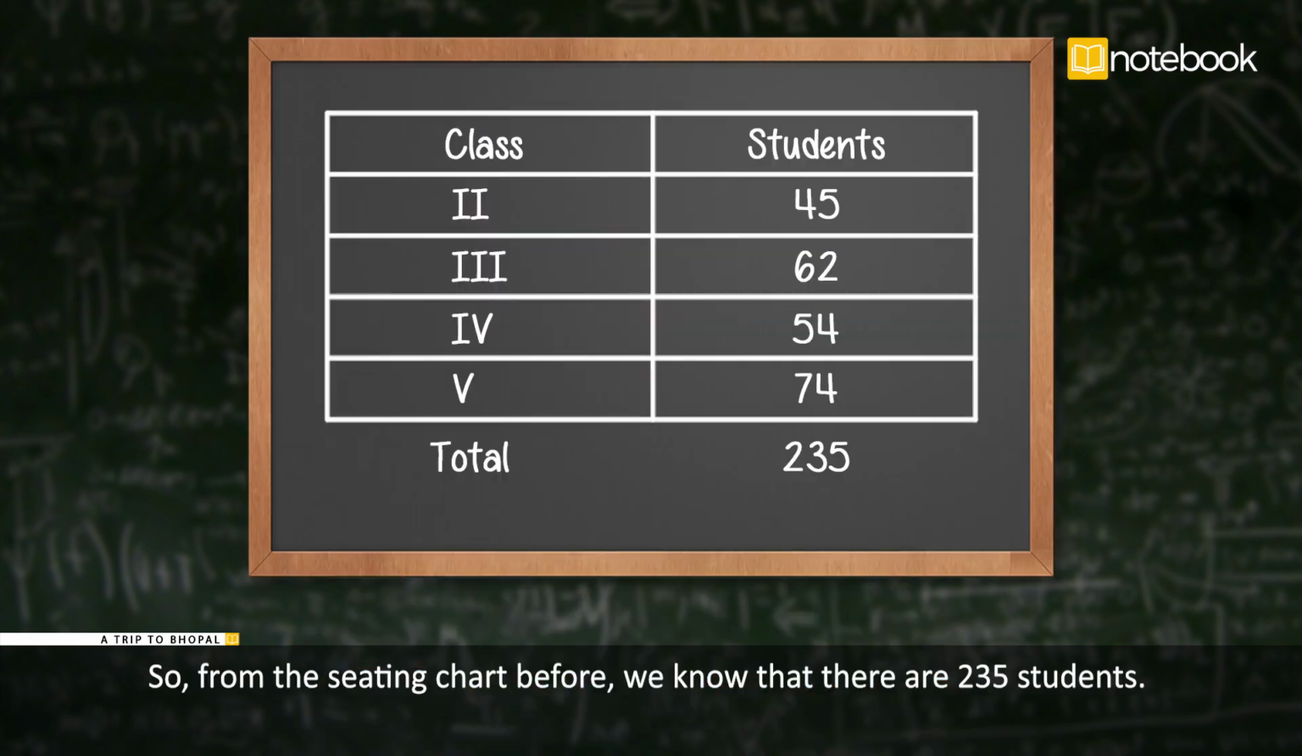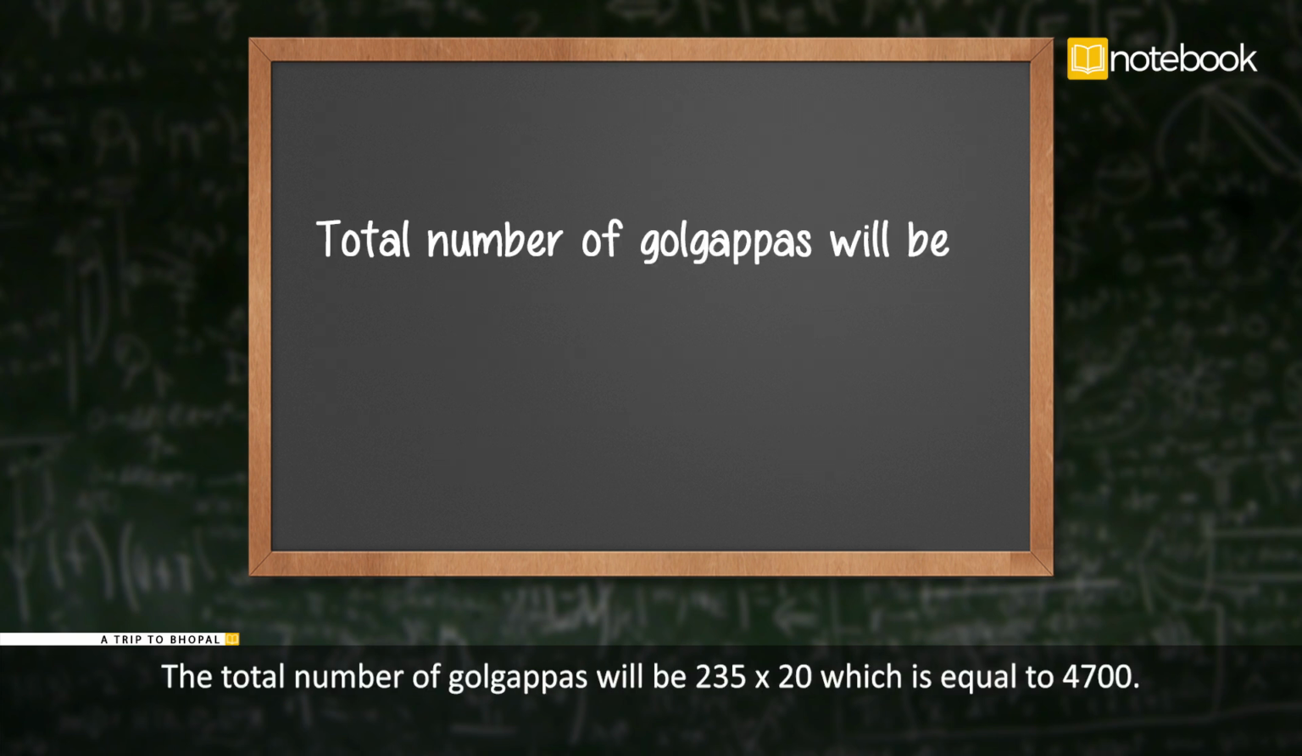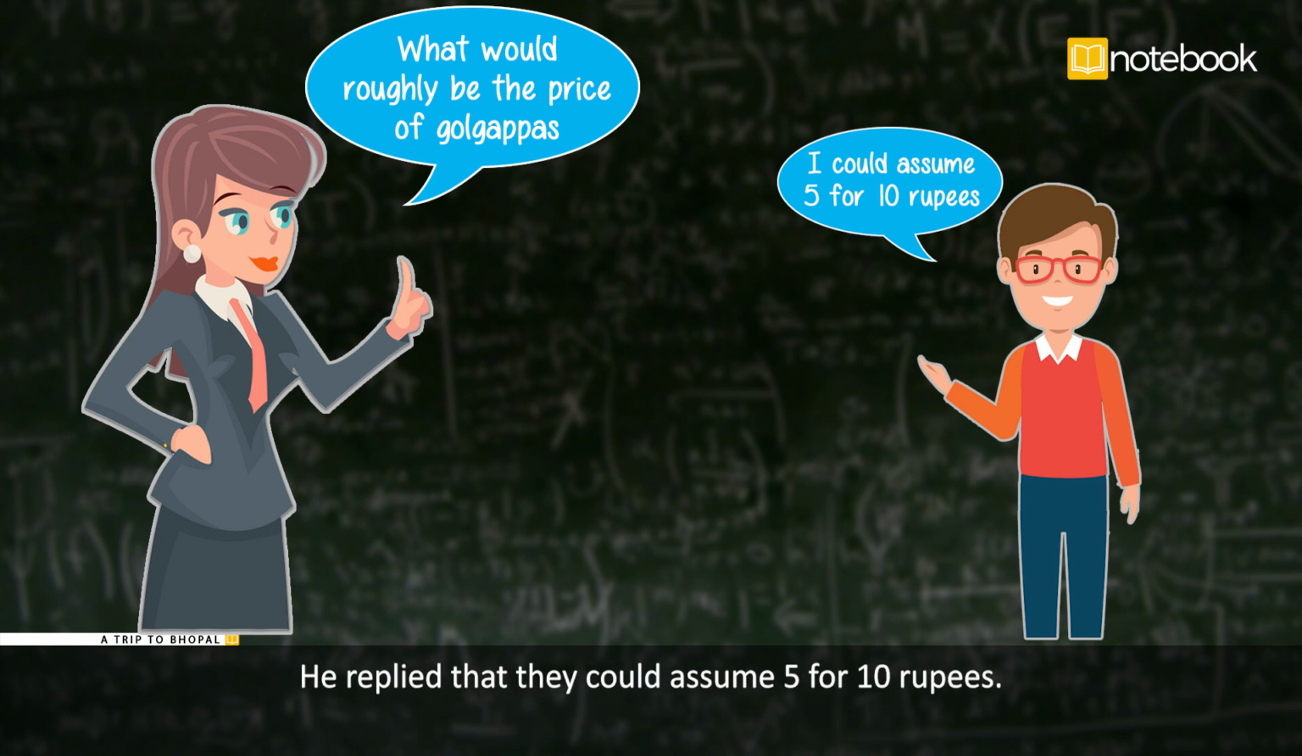So, from the seating chart before, we know that there are 235 students. Let us help out our teacher here. The total number of Golgappas will be 235 multiplied into 20, which is equal to 4,700. Now, she asks her fellow teacher what would roughly be the price of Golgappas there. He replied that they could assume 5 for 10 rupees.